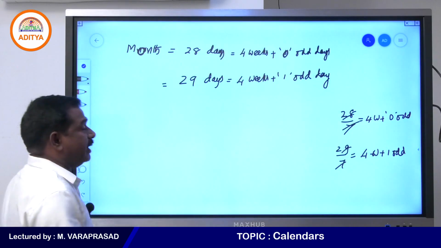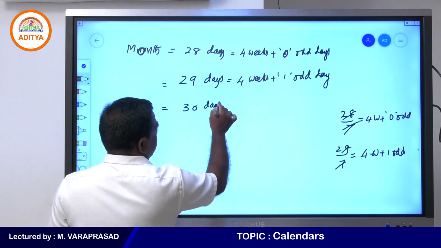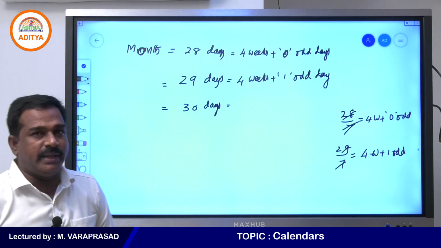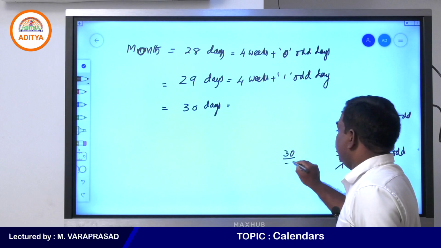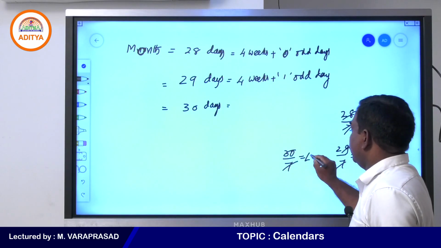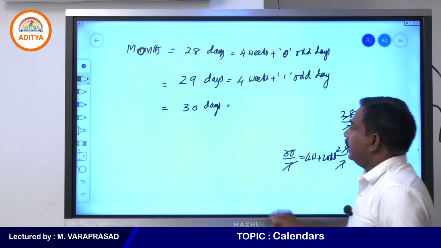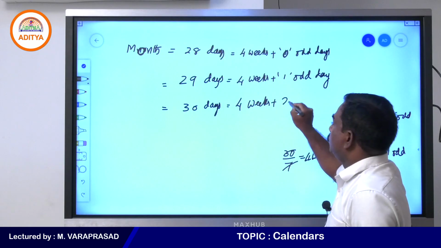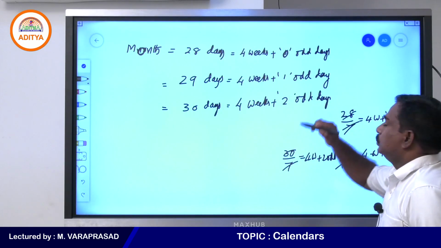If you take another month, we know a 30-day month will also be there. If we divide 30 by 7, 7 fours are 28, so 4 weeks plus 2 odd days. So a 30-day month will have exactly 4 weeks and 2 odd days.